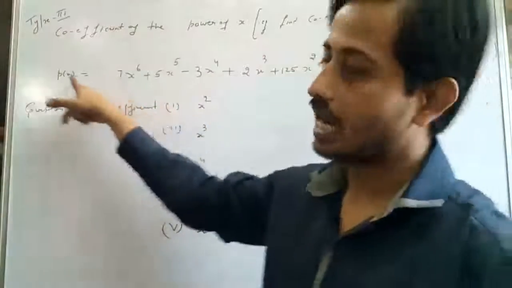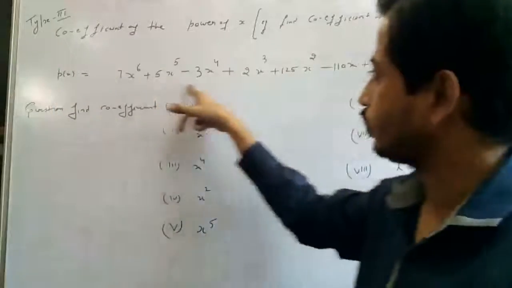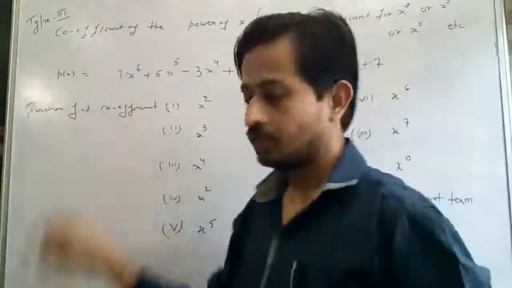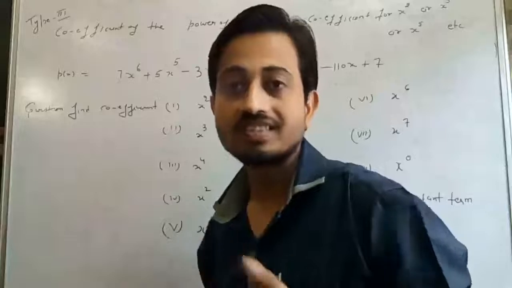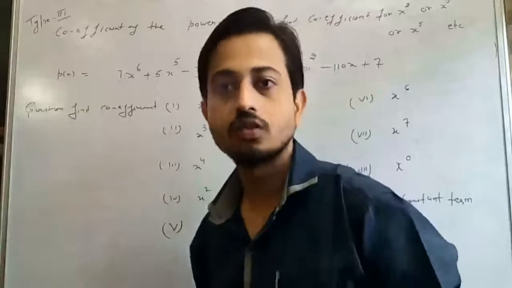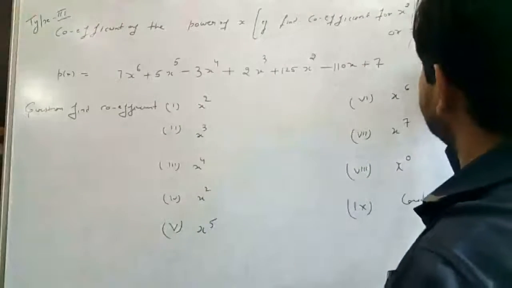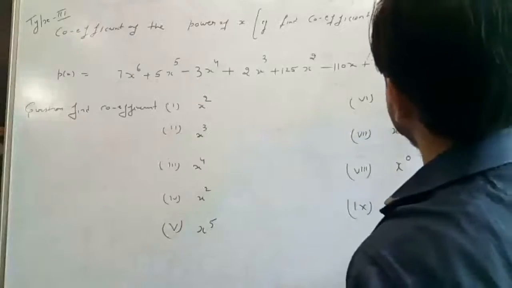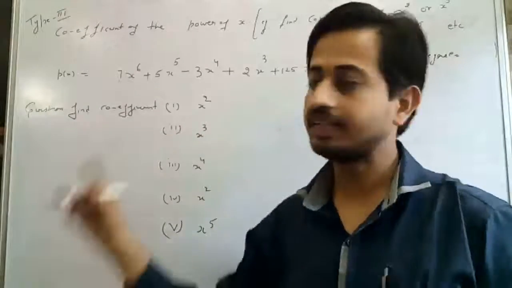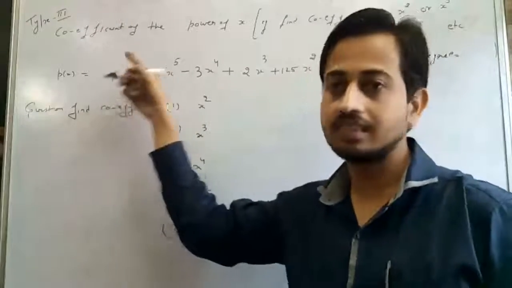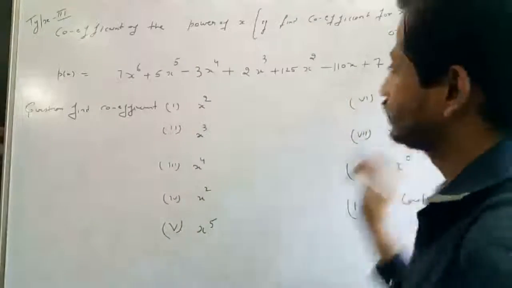Please look here. I am taking an example of this polynomial. This is your polynomial. If I ask you what's the degree of the polynomial, your answer will be: degree is basically the highest power of x, and here the highest power of x is 6. So our answer is 6.